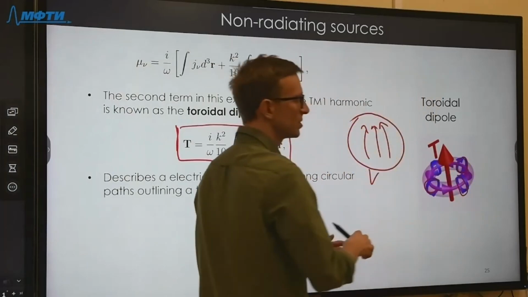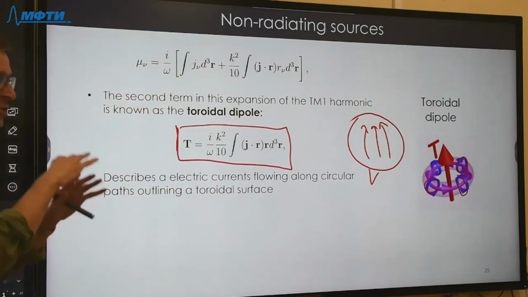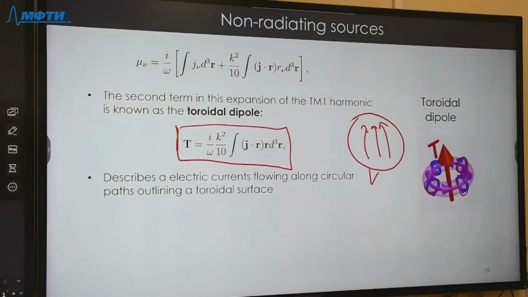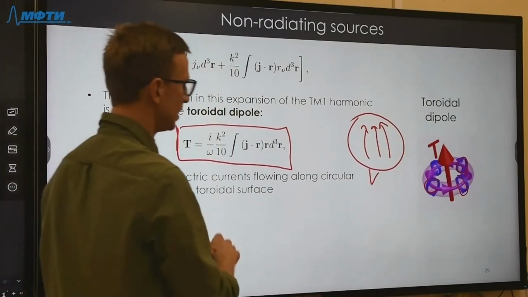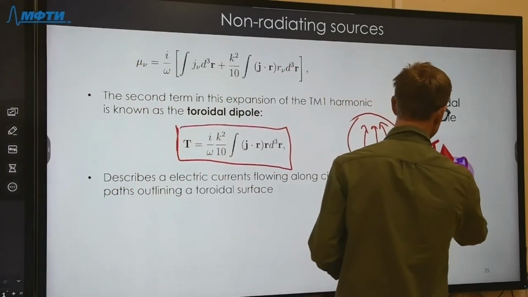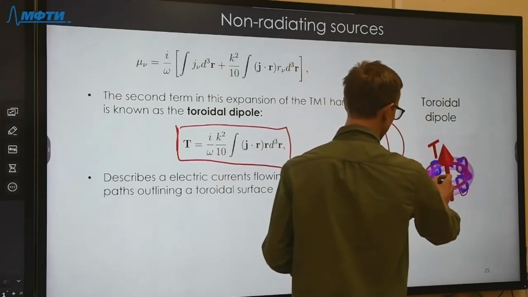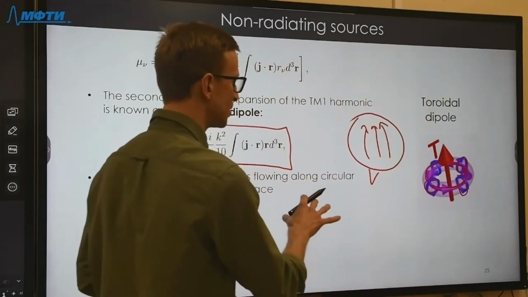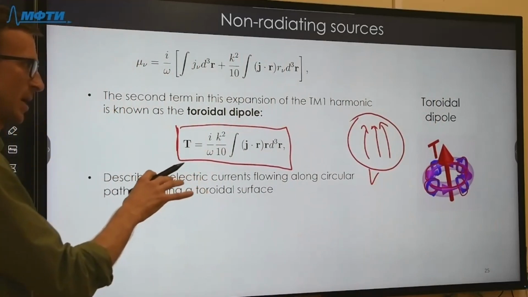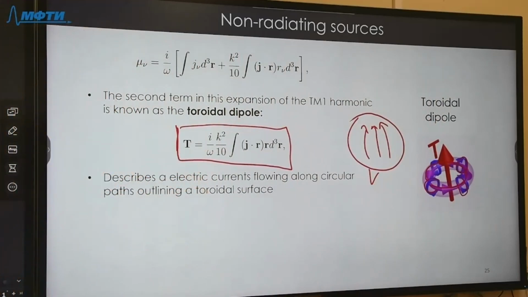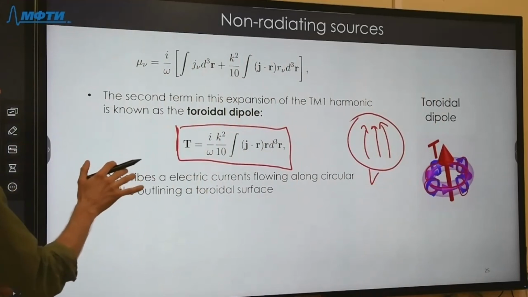So imagine that you have a torus, and on the surface of that torus, there are electric currents that flow perpendicularly to this ring, along these lines. And such a current distribution, when you reduce the size to subwavelength area, will produce a toroidal dipole.